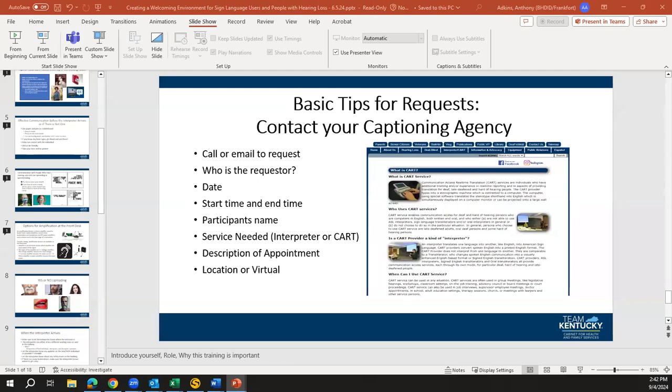These are the same tips that I would give for captioning as well. It's the same as what I just said for interpreters. Again, make sure that you're providing the necessary information. Call and email the request, who is requesting it, the date, the start and end times, who the participants involved are, the names and spellings are important, what kind of services needed would be CART, a description of what the appointment is going to be about, and then the location or if it's virtual.